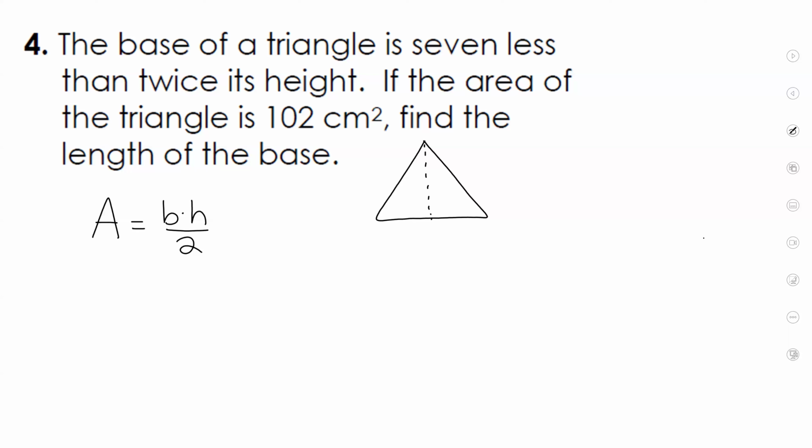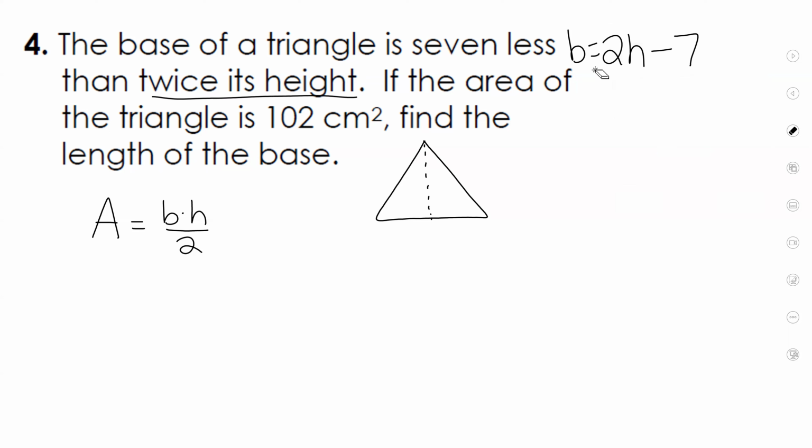Okay, the base of a triangle is 7 less than twice the height. That's twice the height, and we want 7 less than that. So that's what the base is. The base of a triangle is 7 less than twice the height, so you want twice the height, and you want to take away 7 from it. Does that make sense, guys?